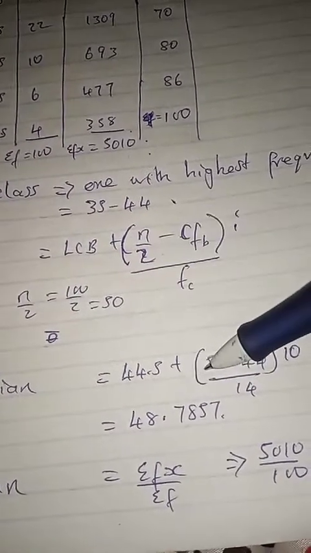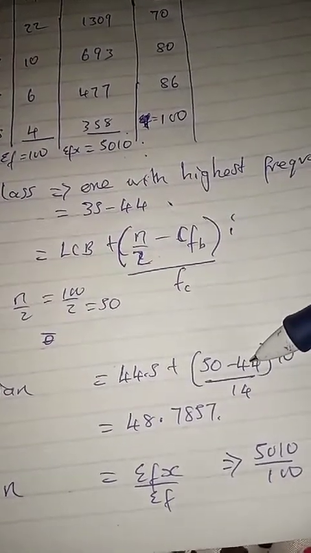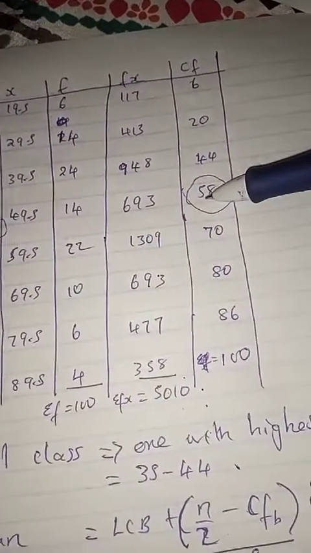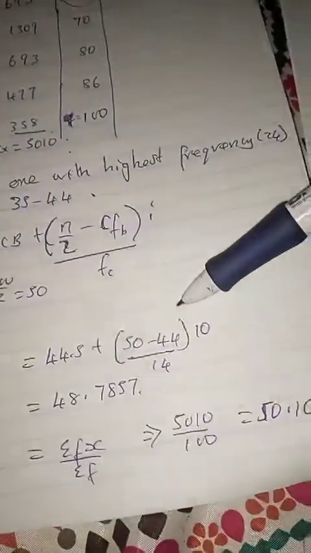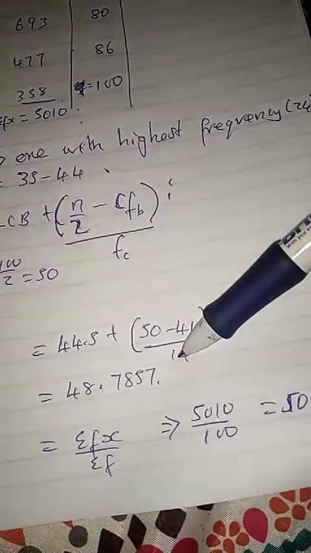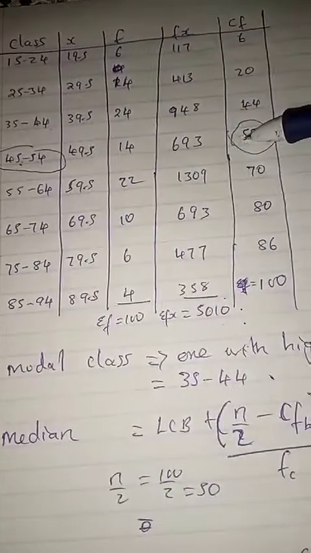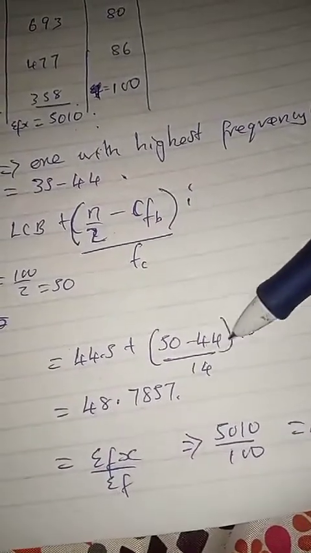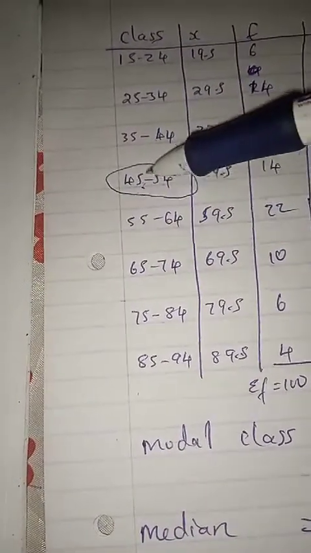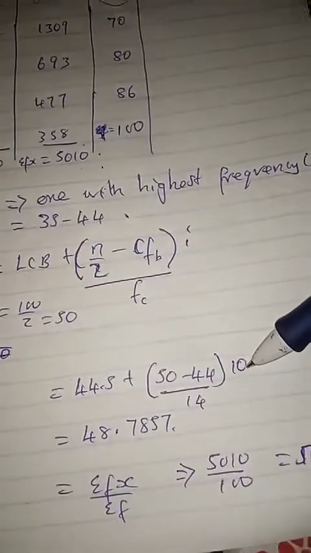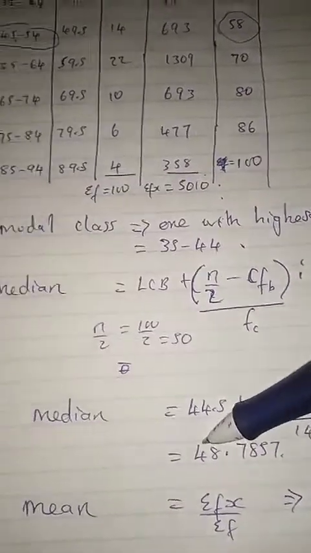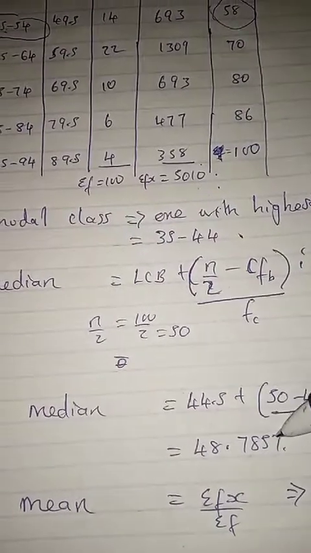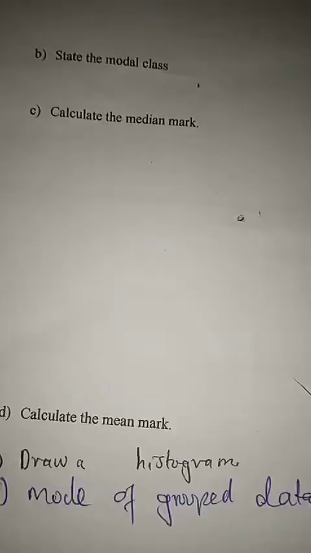So our lower class boundary becomes 44.5, then plus n over 2. 100 over 2 was 50, so 50 minus the cumulative frequency before that class. The cumulative frequency before this one is 44, so it is minus 44, divided by the frequency of that class. The frequency of the class it's lying in is 14. So therefore, divided by 14 multiplied by the class interval. The class interval is the same as 54 minus 45 plus 1. That gives us 10. So we multiply here by 10 to get our median as 48.7857.